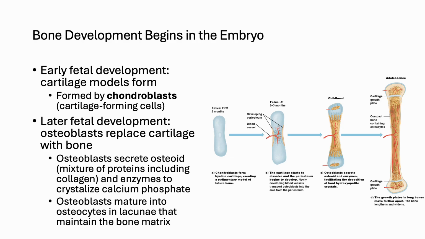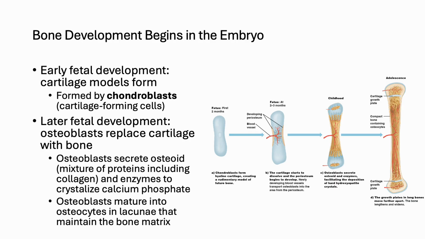Bone formation begins early in fetal life with cartilage models formed by chondroblasts. These cartilage templates serve as the framework for developing bone. As the fetus matures, osteoblasts replace the cartilage with bone tissue in a process known as ossification. Osteoblasts secrete osteoid, which is a protein-rich matrix that becomes mineralized with calcium phosphate, giving bone its rigidity.